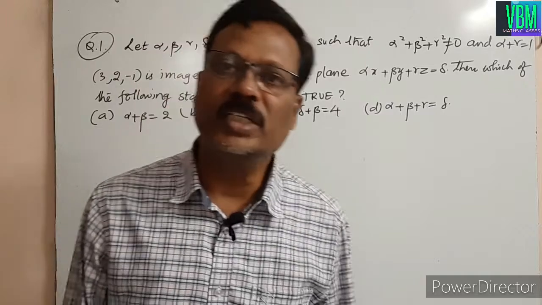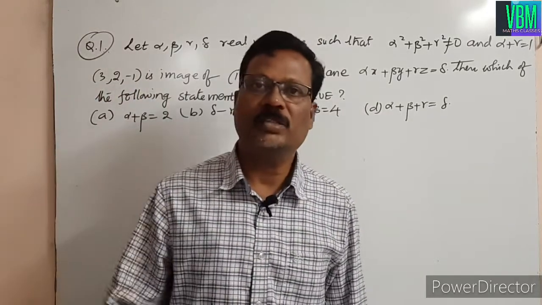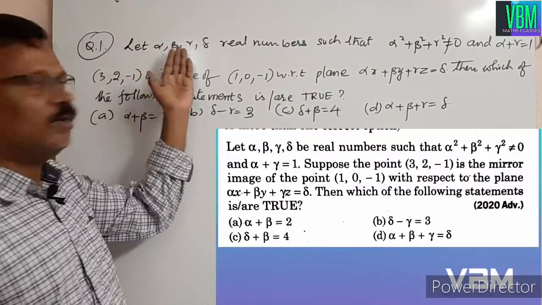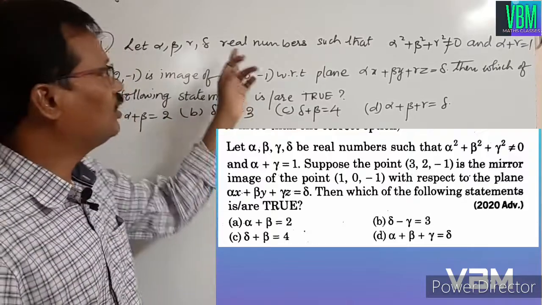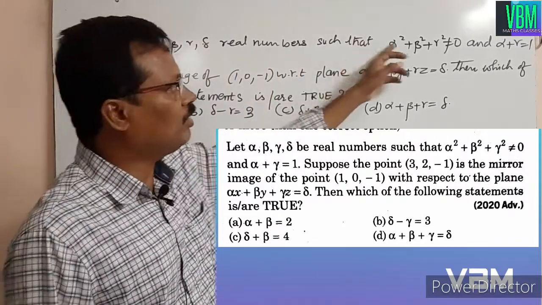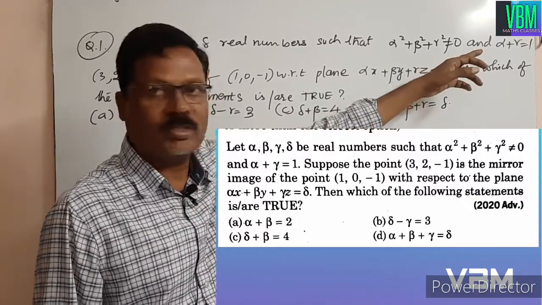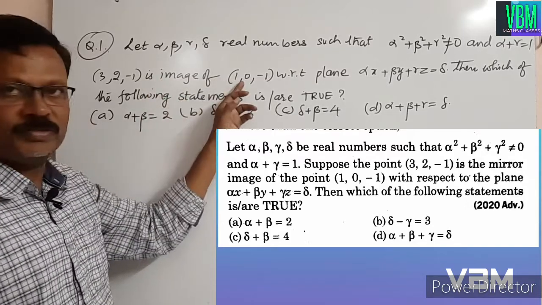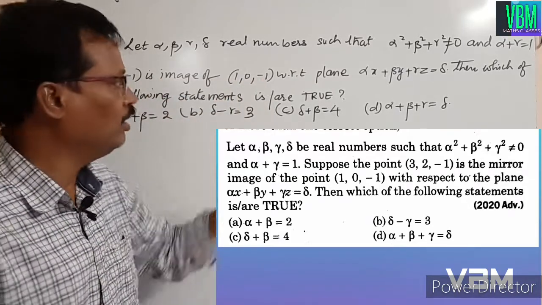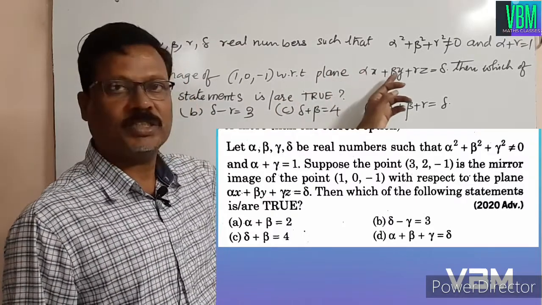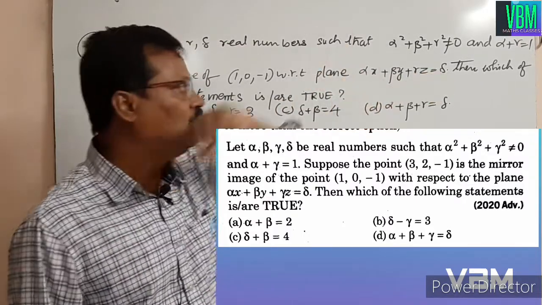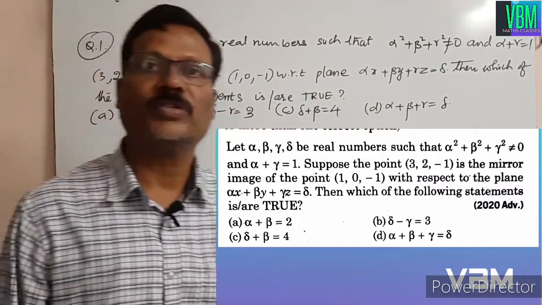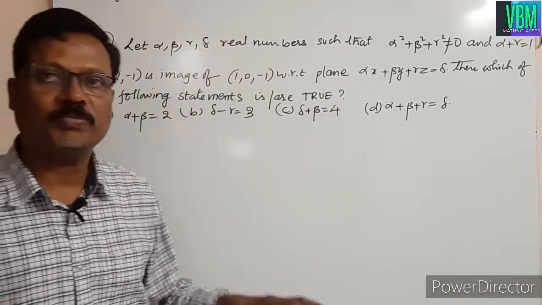Today I am going to discuss the 3D geometry previous year IIT Advanced problems. Now in that, see the first problem. Let alpha, beta, gamma, delta be real numbers which are not all 0, and alpha plus gamma is not equal to 1. Given that (3, 2, -1) is the image of (1, 0, -1) with respect to the plane alpha x plus beta y plus gamma z is equal to delta, which of the following statements is true? These are the 4 options. This is a more than one option correct question.